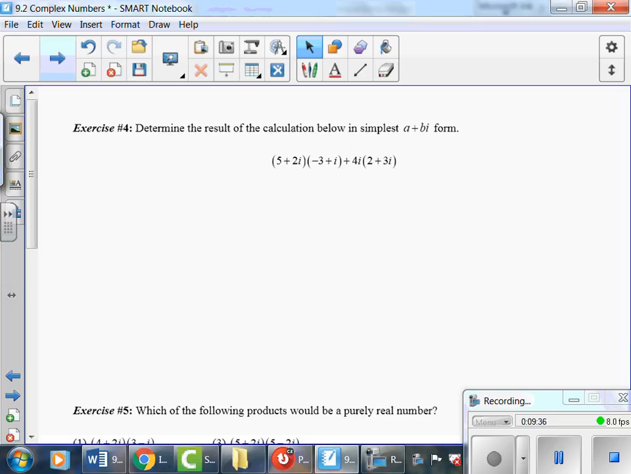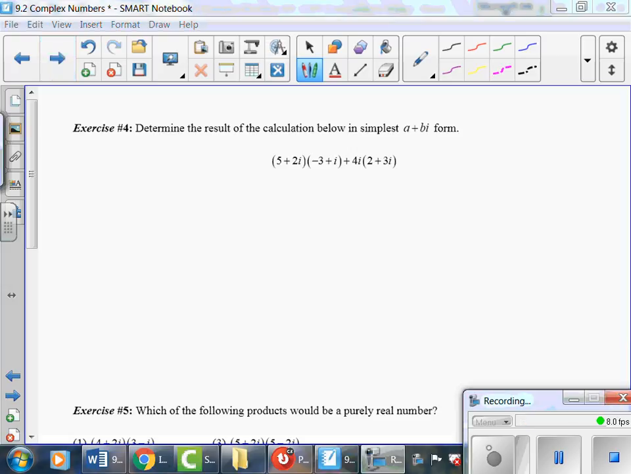So exercise 4 says, determine the results of the calculation below in simplest a plus bi form. Okay, so we're going to just take it step by step. On the left side, we have a double distributive, and on the right side, we have a single distributive. This isn't so bad. So let's do what we know.